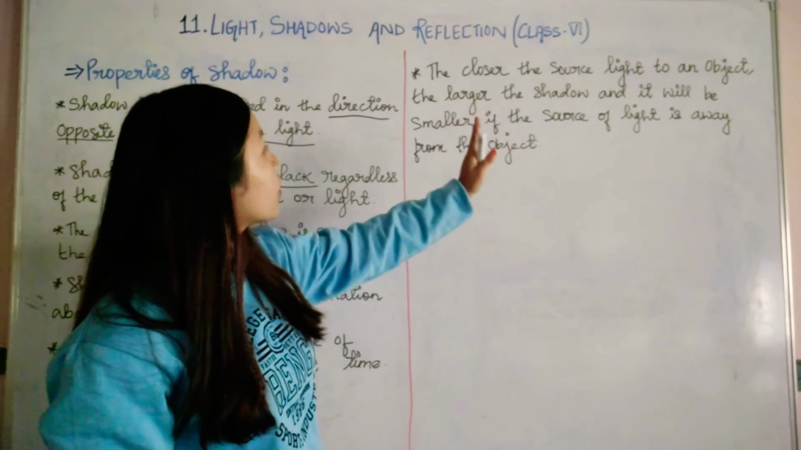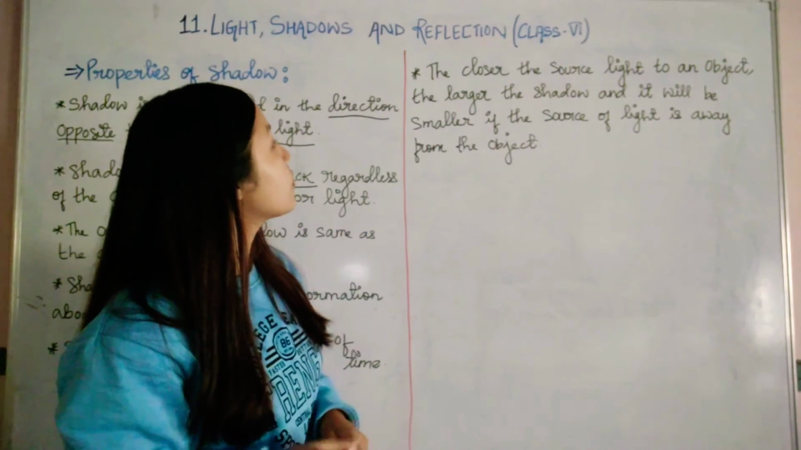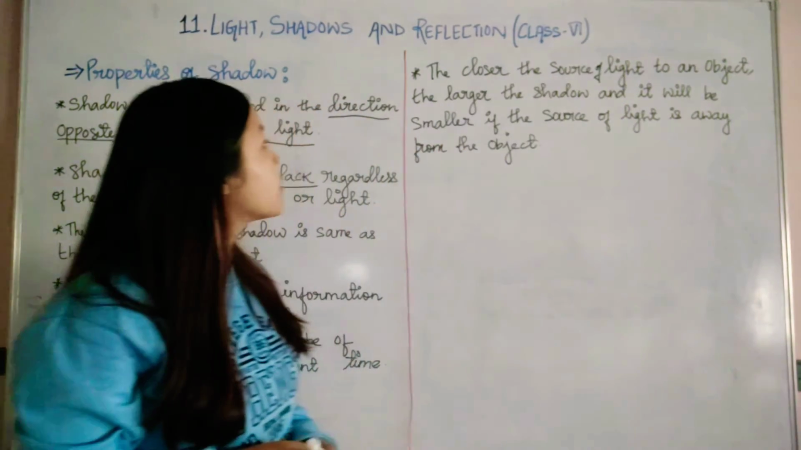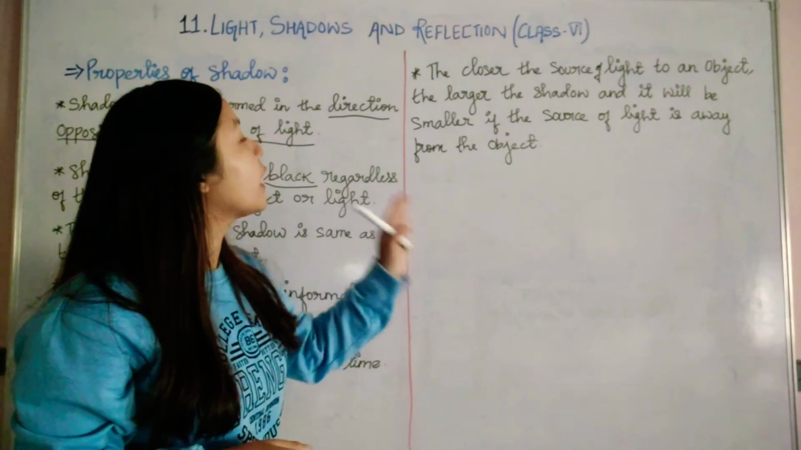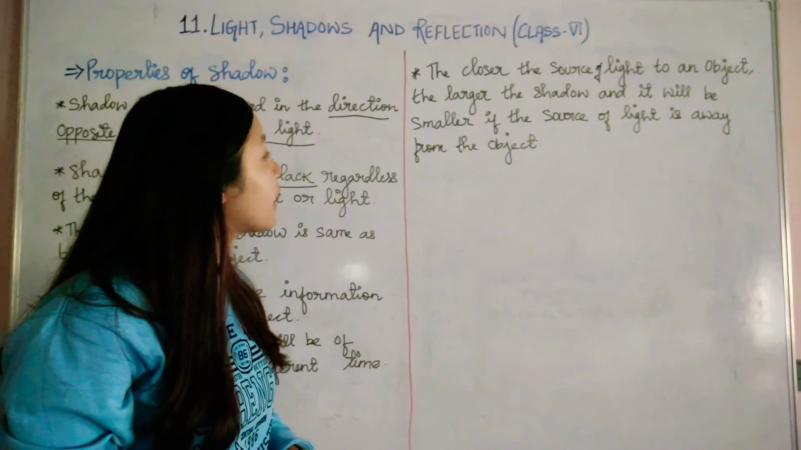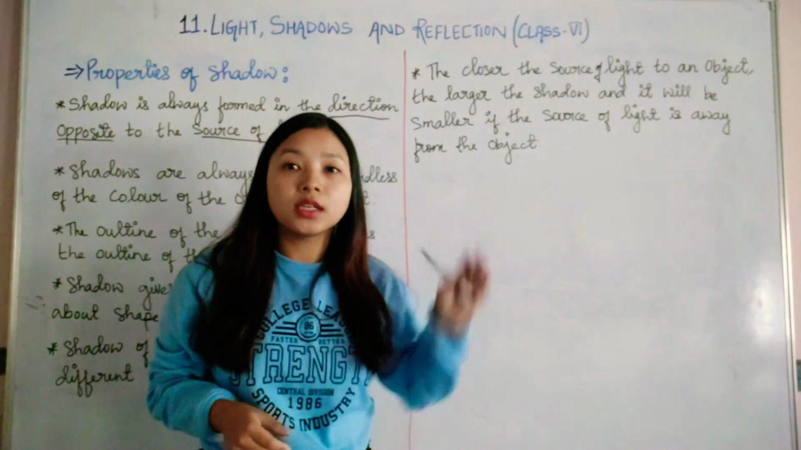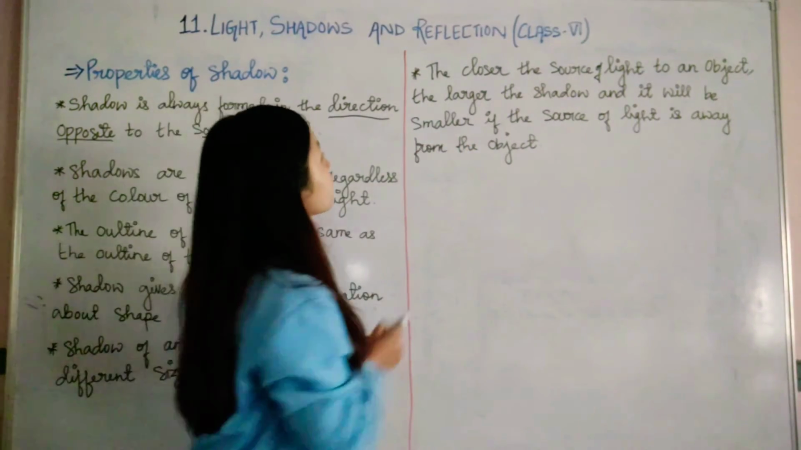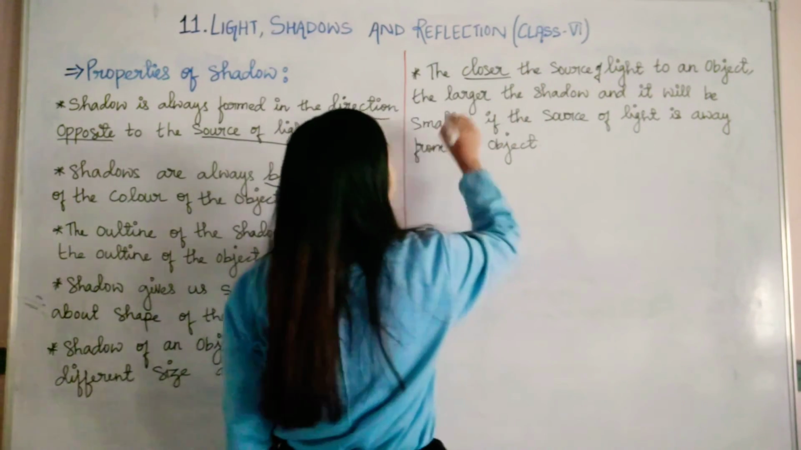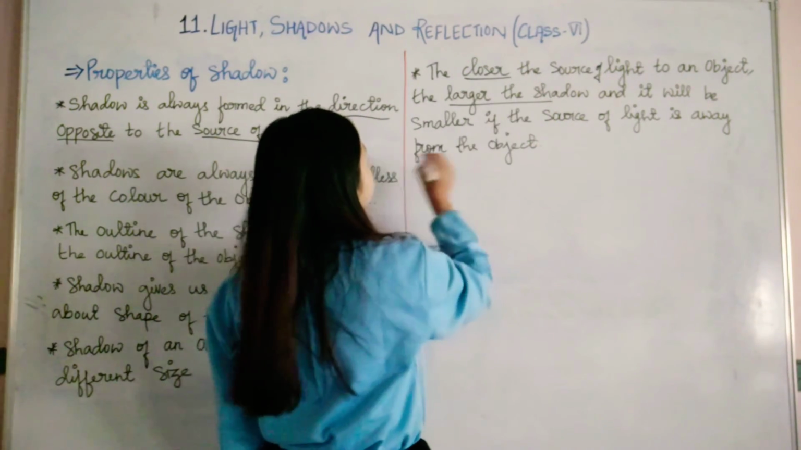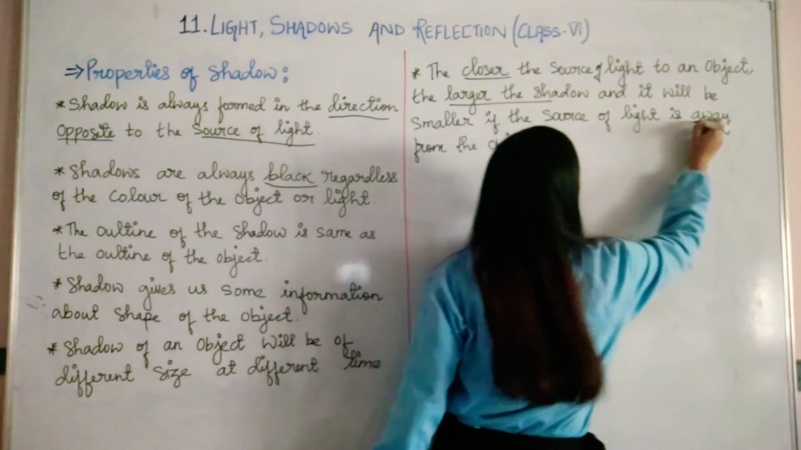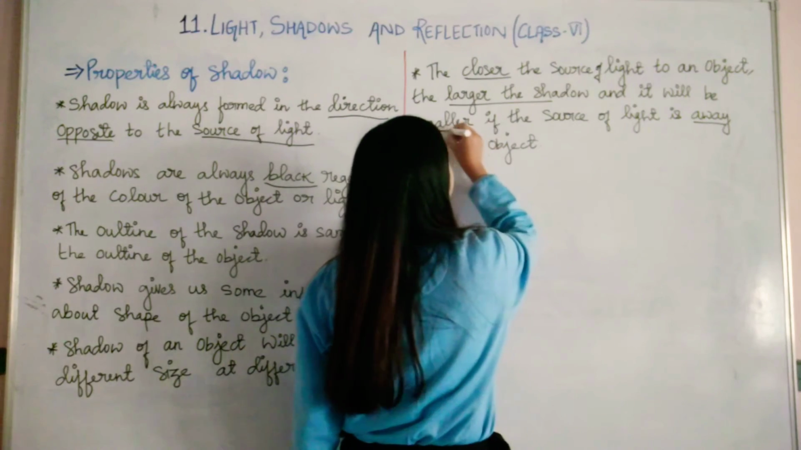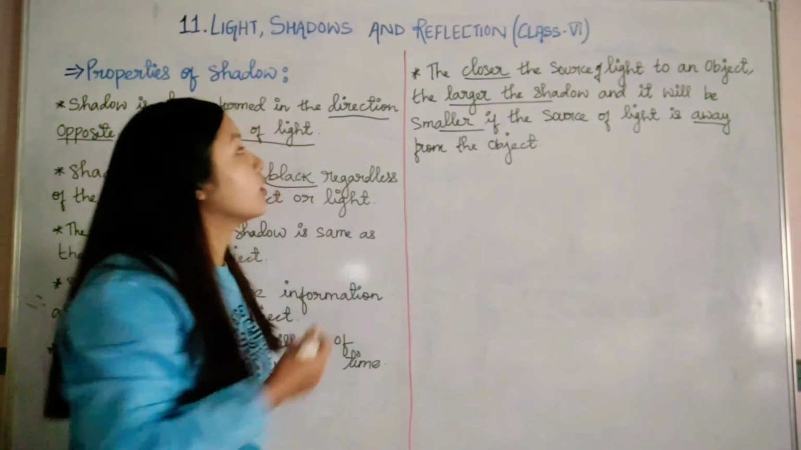The closer the source of light to an object, the larger the shadow, and it will be smaller if the source of light is away from the object. Here you read this line properly. The closer the light, the larger the shadow. The farther away the light, the smaller the shadow.